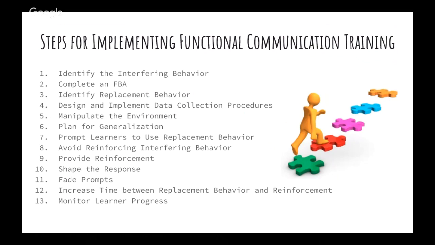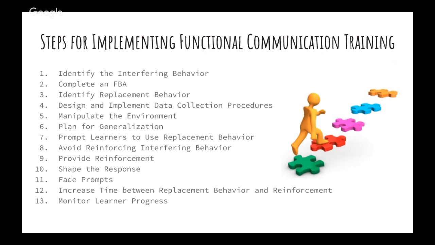The 6th step is to plan for generalization. So we need to practice this across multiple staff members, environments, and use varied vocabulary when teaching. The 7th step is to prompt learners to use the replacement behavior. We would use most to least prompting so that the students are guaranteed to be successful.